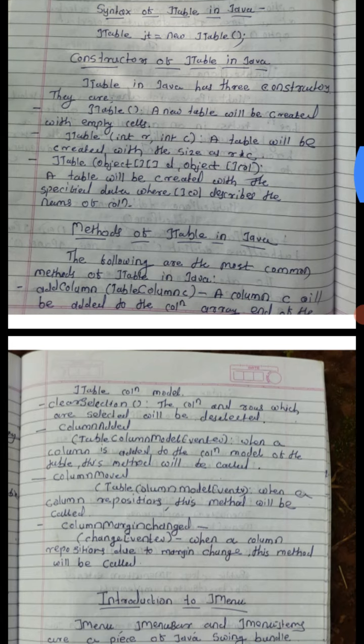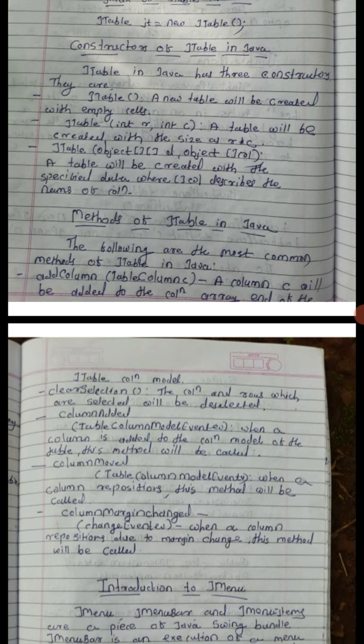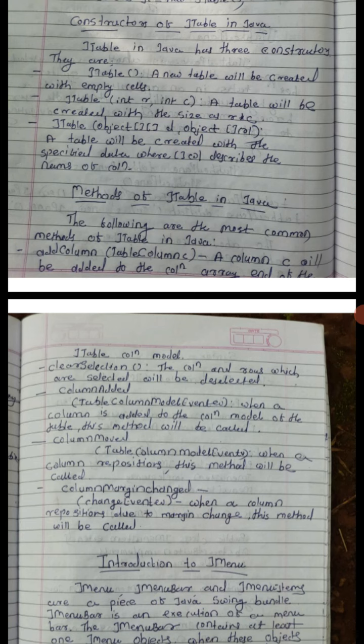Then next, constructors of JTable in Java. JTable in Java has three constructors. They are JTable(): a new table will be created with empty cells. Second, JTable(int r, int c): a table will be created with the size r into c, that is, rows into columns.